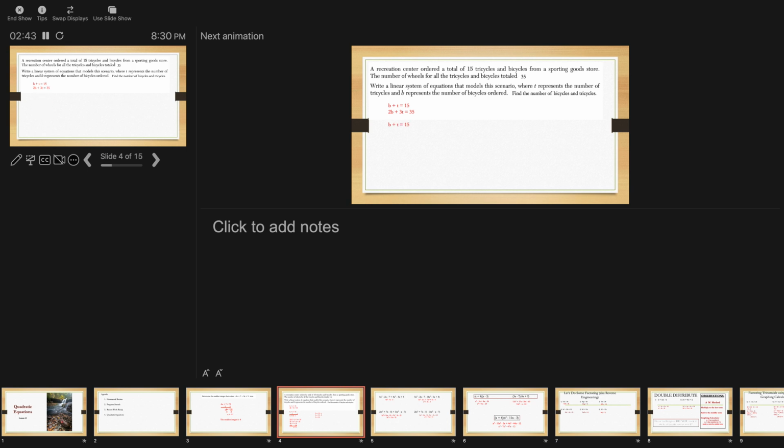Now, I could do this with the elimination technique, and I'm willing to bet, because we emphasize that so much, that a lot of you did choose to use the elimination technique. But I do want to show you, as I did the other day, that we could do this with substitution.